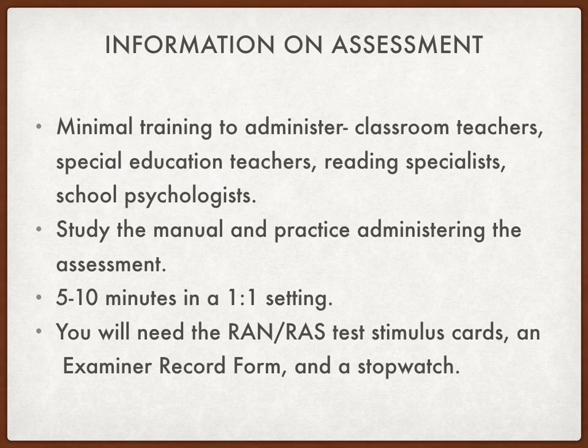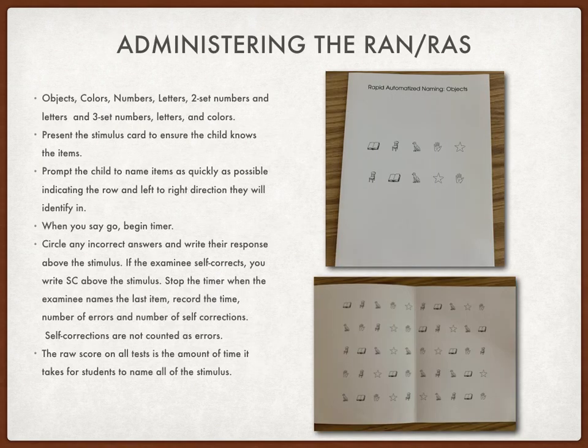To administer the RAS, you will need the RAS test stimulus cards, an examiner record form, and a stopwatch. When administering the RAS, there are 6 different sections that you'll complete. Those tests given are objects, colors, numbers, letters, and then a 2-set number and letter alternating pattern and a 3-set numbers, letters, and colors alternating pattern.